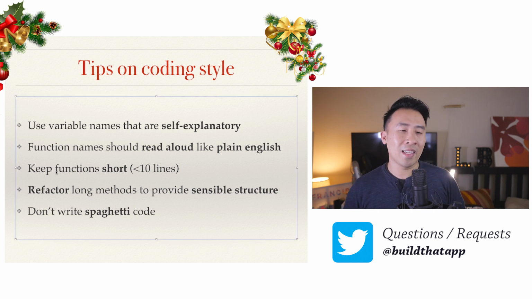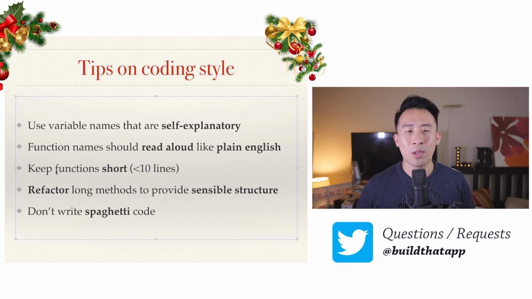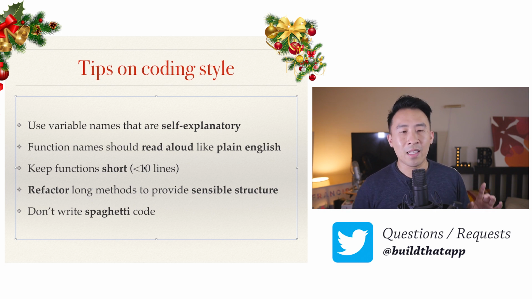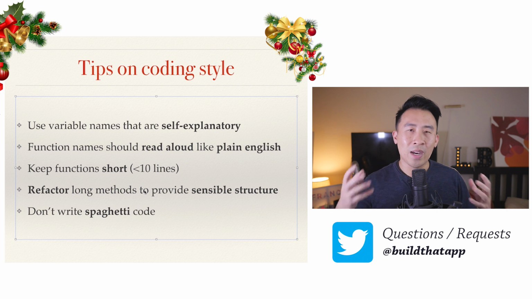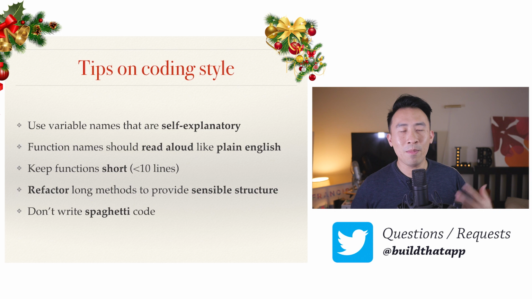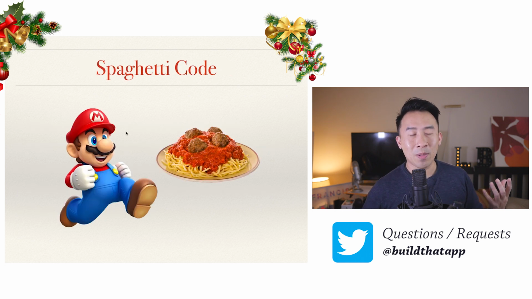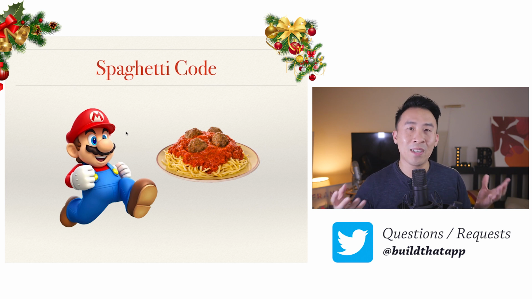Okay, so the third thing on this list is you want to keep your functions short. Now, there's no strict rule as to how many lines you should have for a function, but I think anything that is over 10 lines of code, you should definitely consider refactoring these long methods so that you can provide more sensible structure for your programs and your applications. One big reason for doing all of this is to avoid writing spaghetti code, right? Spaghetti code is a huge topic, and I don't really have enough time in today's video to dedicate to this topic, so I'll probably talk about it later on in the future.